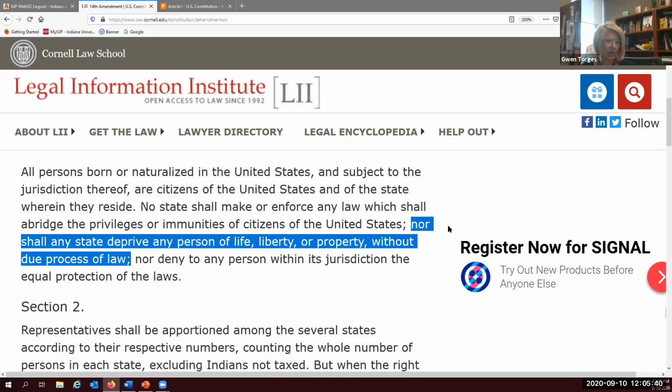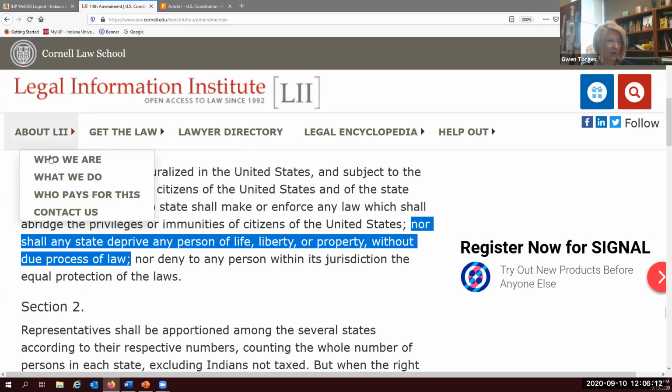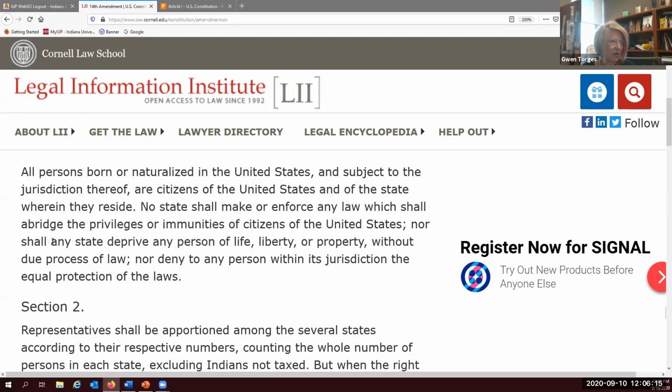So now this next clause, this third thing: nor shall any state deprive any person of life, liberty, or property without due process of law. You guys are studying the Bill of Rights. That wording is identical to what's in the Fifth Amendment, except that the Fifth Amendment was saying the United States government isn't going to deny due process. This is saying no state is going to deny due process.